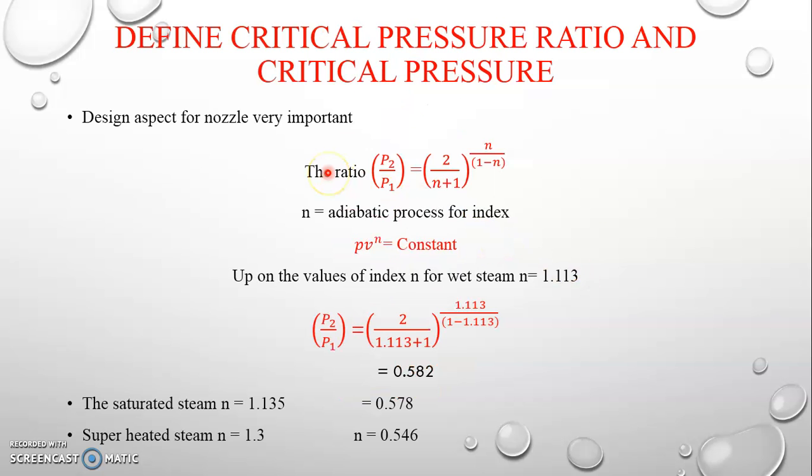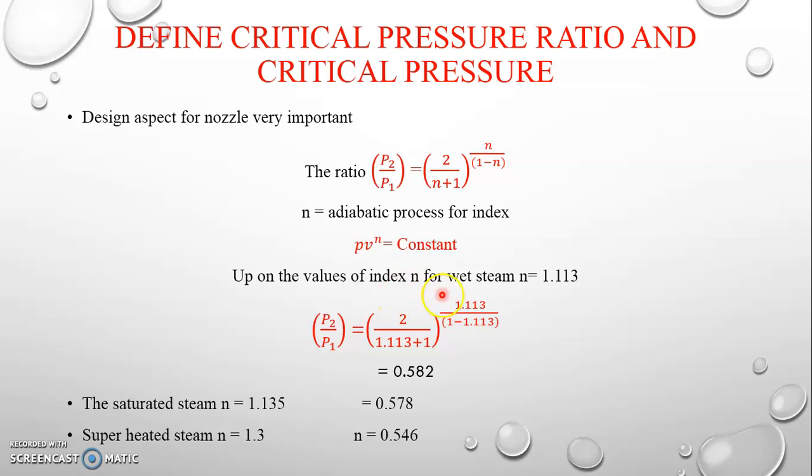Next topic, the definition of critical pressure ratio. The design aspect of the nozzle is very important. As already told, the critical pressure ratio P2 by P1 is equal to 2 divided by n plus 1 power of n divided by n minus 1. Here n is the index of the adiabatic process, PV power n equal to constant.